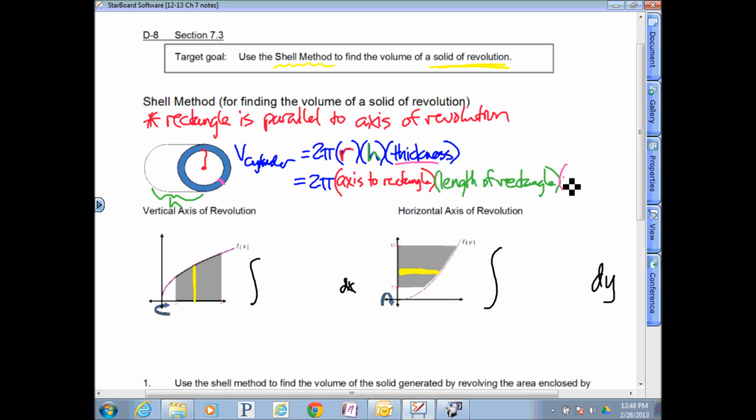And this is going to be the width of the rectangle. The width of your rectangle. Okay, so how does that translate? Well, the thing that's going to be nice is the width of the rectangle is going to ultimately end up being your dy or your dx. That's just how it works out.